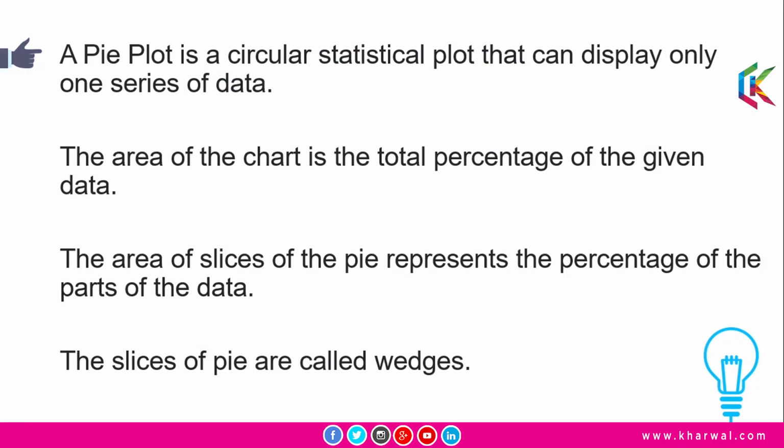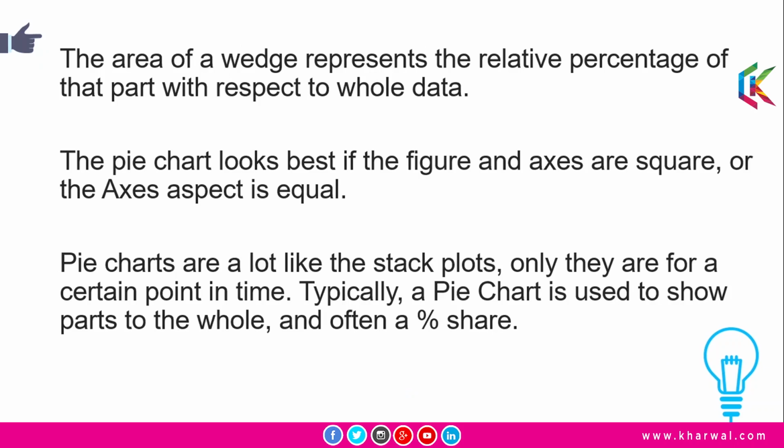A pie plot is a circular statistical plot that can display only one series of data. The area of the pie plot is the total percentage of the given data. The area of the slices of the pie plot represents the percentage of the parts of the data. The slices of the pie are called wedges. The area of a wedge represents the relative percentage of the part with respect to the whole data.